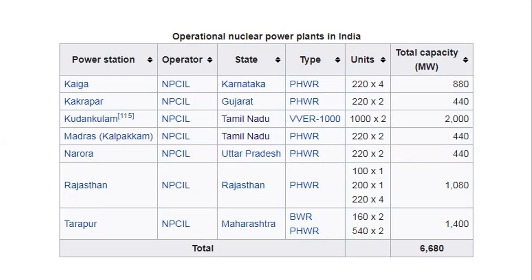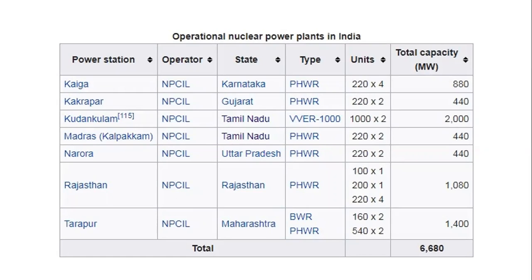Then Kudankulam, which is located in Tamil Nadu, uses the VVER 1000 nuclear power reactor having 2 units, each of 1000 megawatts, so the total capacity is 2000 megawatts. Then Madras Kalpakkam, governed by the Nuclear Power Corporation of India, located in Tamil Nadu, uses a pressurized heavy water reactor having 2 units and a total capacity of 440 megawatts. In Narora, Uttar Pradesh, the pressurized heavy water reactor is used in the nuclear power plant having 2 units and a total capacity of 440 megawatts.